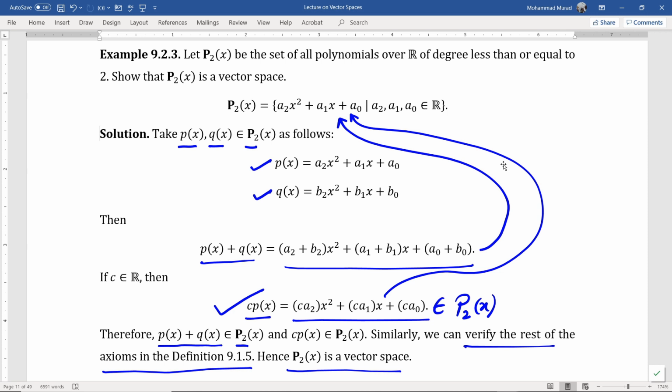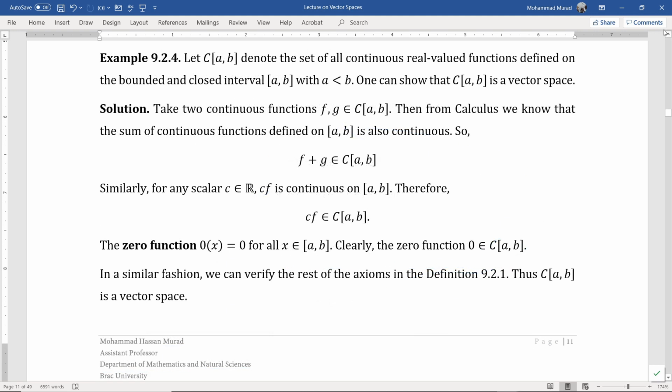Please try to verify the rest of the axioms. Next example.